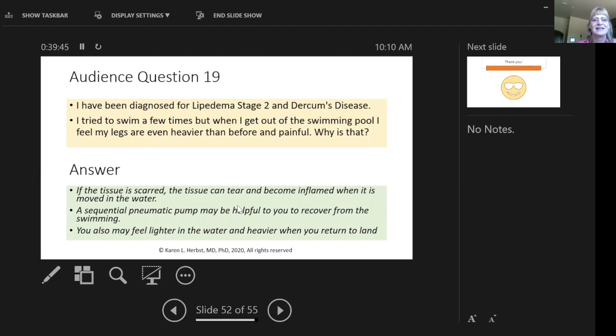And I think that if you have lipedema and Dercum's disease, there's a lot of pathology going on in that tissue. And if there's a lot of scarring, the loose connective tissue moves a lot in the pool, which is why we find swimming so beneficial. But if there's a lot of scarring, that tissue can tear and become inflamed when it's moved in the water. So a pump may be useful to use after you get out of the swimming pool. I was also thinking you might feel lighter in the water and heavier when you return to land. But I think just improving the tissue structure would be really important to do, perhaps even before you get into the pool. So maybe even pumping before you got into the pool.